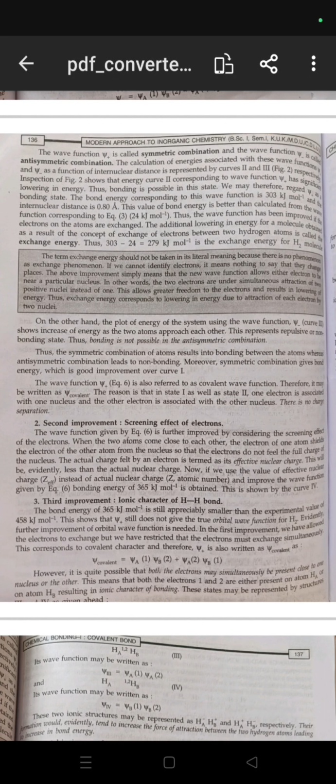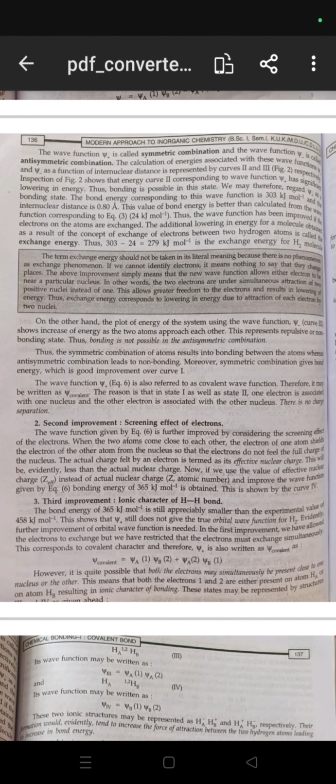The wave function given by equation 6 is further improved by considering the screening effect of the electrons. When the two atoms come close to each other, the electron of one atom shields the electron of the other atom from the nucleus so that the electrons do not feel the full charge of the nucleus. The actual charge felt by an electron is termed its effective nuclear charge. Now, if we use the value of effective nuclear charge instead of actual nuclear charge and improve the wave function, a bonding energy of 365 kilojoule per mole is obtained.